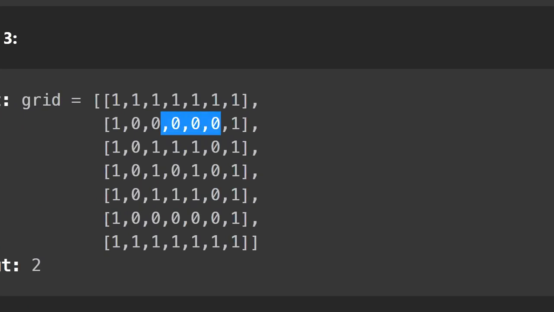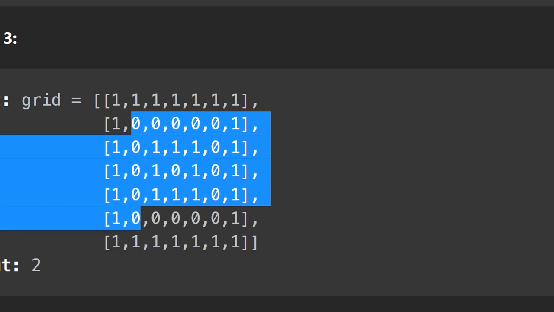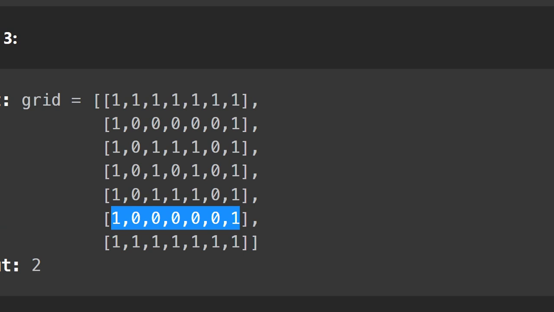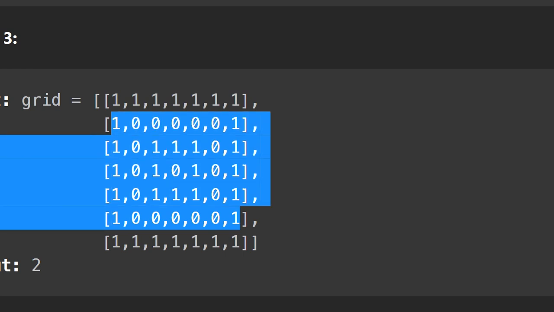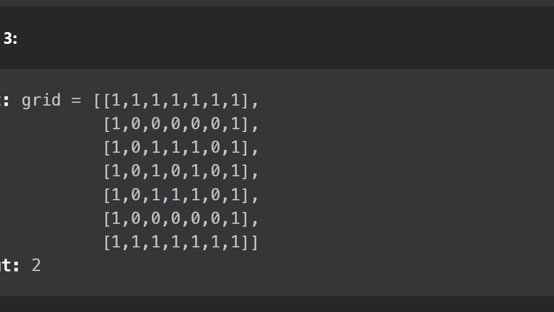Consider these things. This row, then this row, then this column and this column. This particular column, all zeros we are seeing, right? Similarly, this column, all zeros we are seeing, right? So this is one of them, and this zero is another one. This zero, if you can clearly see, is surrounded by all water.